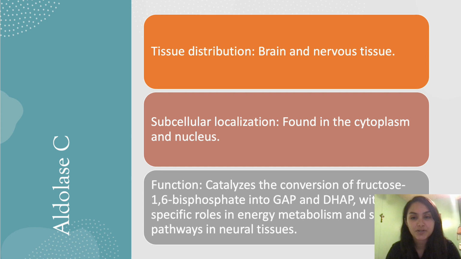Aldolase C's expression in neurons and its distinct subcellular localization in the cytoplasm and nucleus indicate its involvement in neural energy metabolism and potential contributions to signaling pathways in the central nervous system.